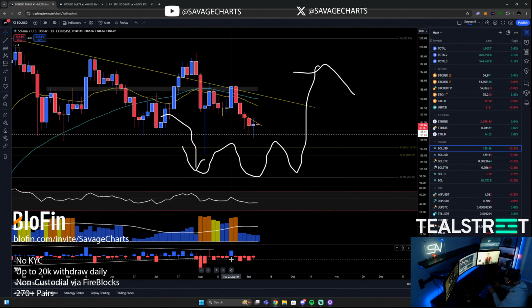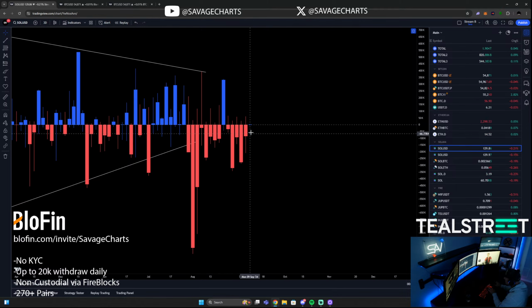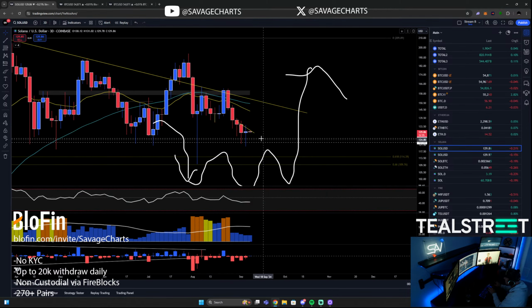Look at this 3-day. All right, I want to show you guys something. This 3-day CVD, it's red, right? But they kept it green. They kept it green. So I like the move down in Solana. I think that's the move. Bitcoin probably crashes too.